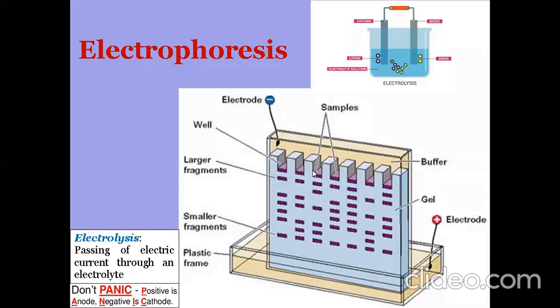So the sample is loaded into the wells, and there is a buffer. The buffer is in solution in this tank, and this buffer is the medium for the electrolysis. Now when the current is passed through the sample, it moves into the sieve elements, into the pores of the gel. This is actually a gel, and the sample moves into the pores of the gel slowly, and it separates the different sizes.